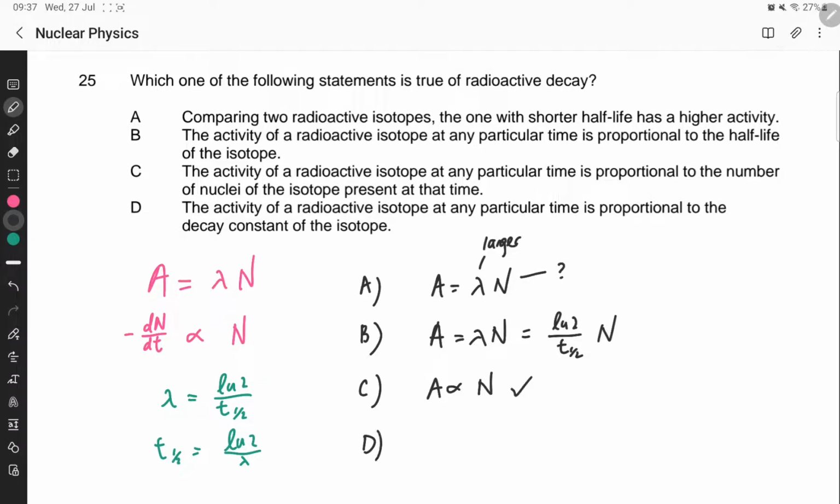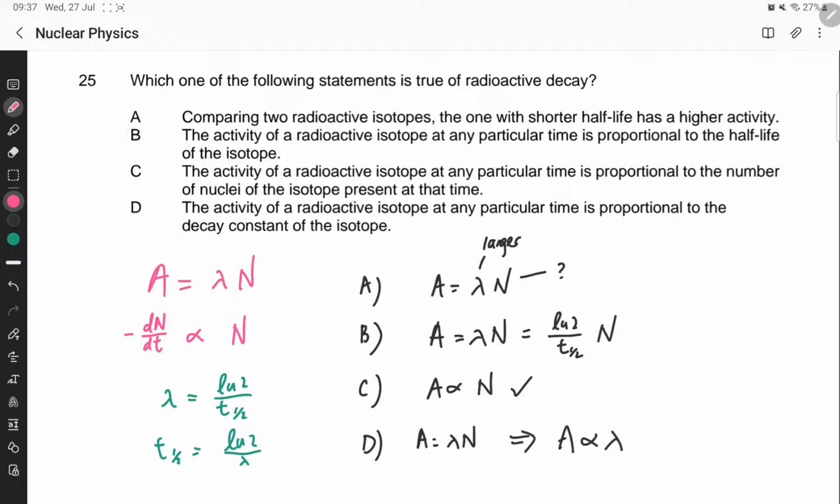Option D, activity of a radioactive isotope at any time is proportional to the decay constant. This option is very tricky. People may tend to choose this because they will say that A equals lambda N. So could we say that hence A is proportional to lambda, which is what this option is trying to say?